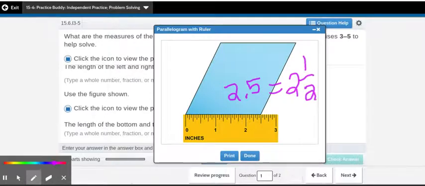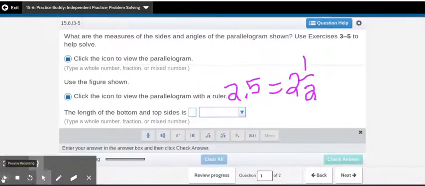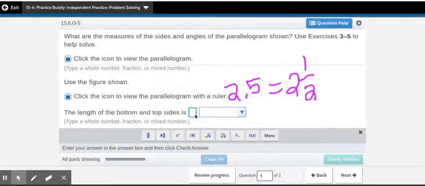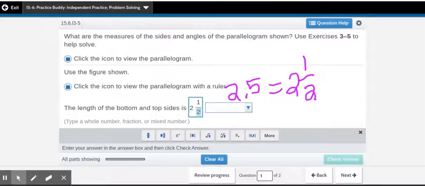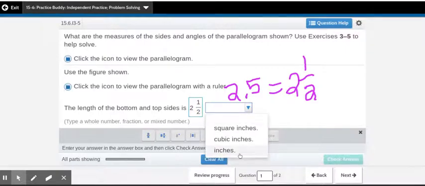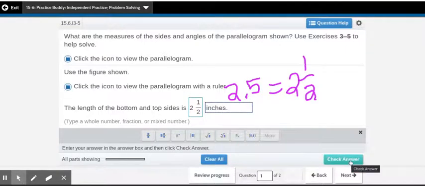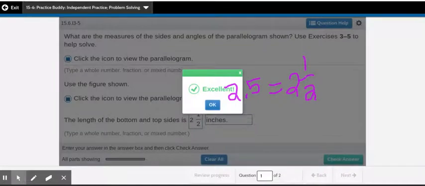Let's check our answers. Again, they have us doing whole number, fraction, or mixed number, so I will do my mixed number. 2 space 1/2. Sorry, 2.5. And then again, it's still just inches. Let's check ourselves. We are correct.